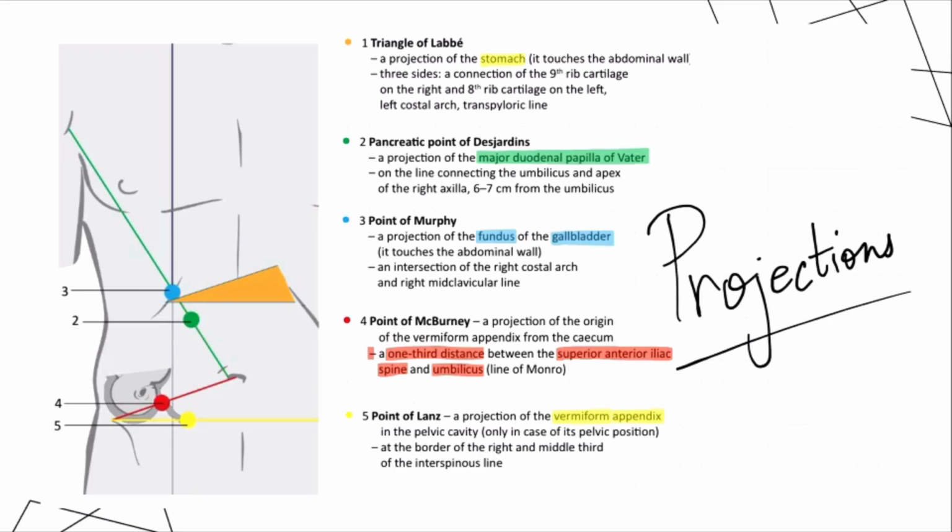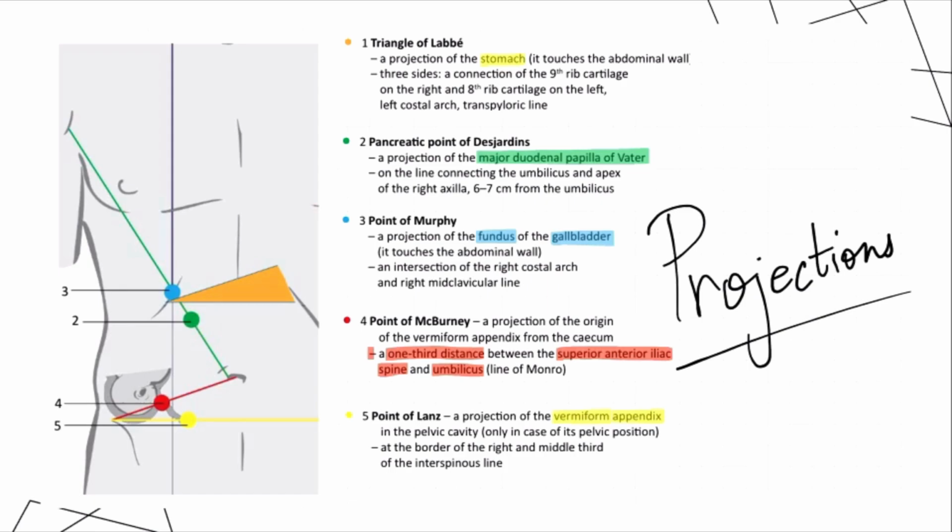And then you have, lastly, the yellow point, Lanz's point. It is a projection of the vermiform appendix. As you can see, the comparison between points 4 and 5: 4 is kind of where it starts, where it originates, where it's coming out from, and 5 is sort of towards the end of it, where it's lying, where it's finishing. So that is usually in the pelvic cavity if it's in the pelvic position.